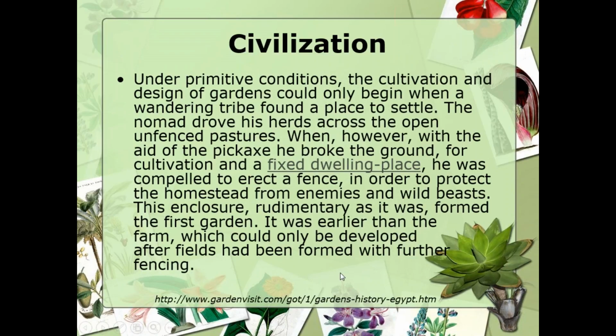So under primitive conditions, the cultivation and design of gardens could only begin when a wandering tribe found a place to settle. The nomad drove his herds across the open, unfenced pastures. When, however, with the aid of the pickaxe, he broke the ground for cultivation and fixed a dwelling place, he was compelled to erect a fence in order to protect the homestead from enemies and wild beasts. This enclosure, rudimentary as it was, formed the first garden. It was earlier than the farm, which could only be developed after fields had been formed with further fencing.